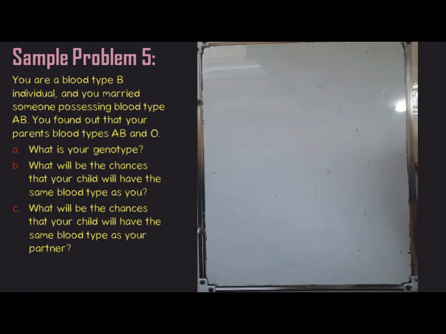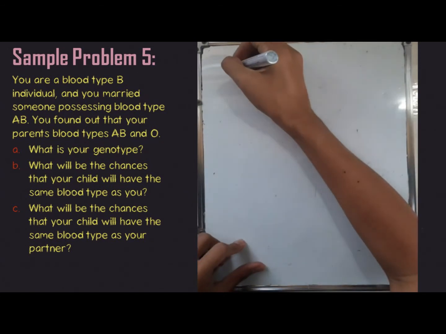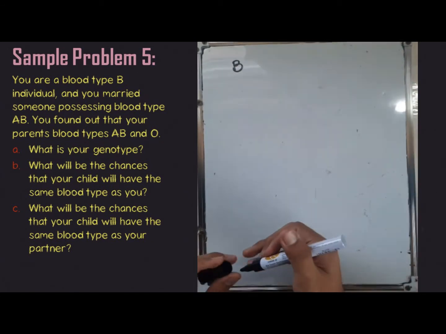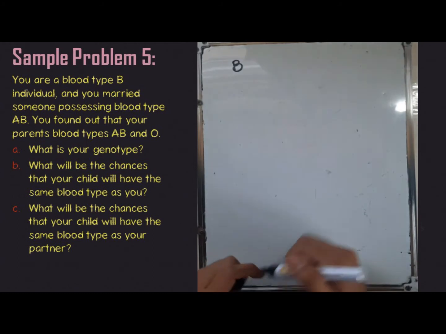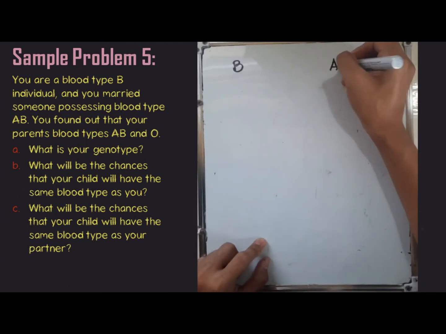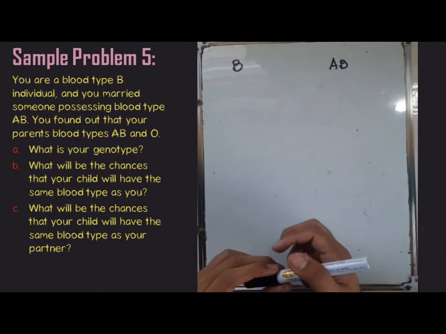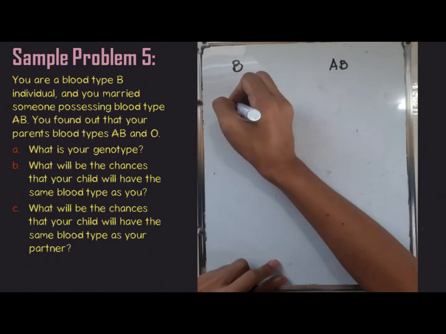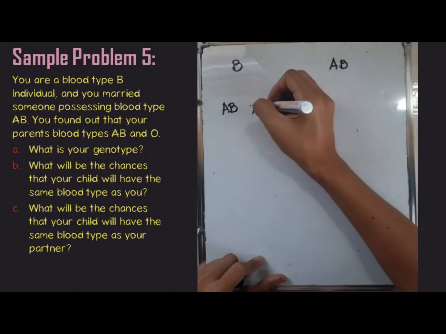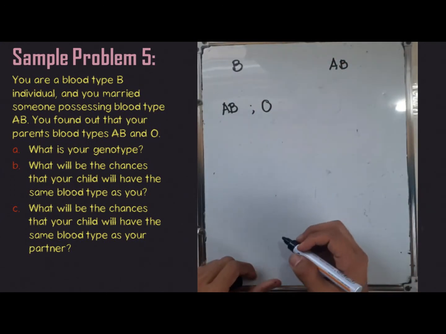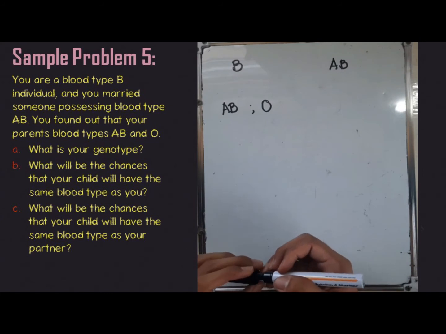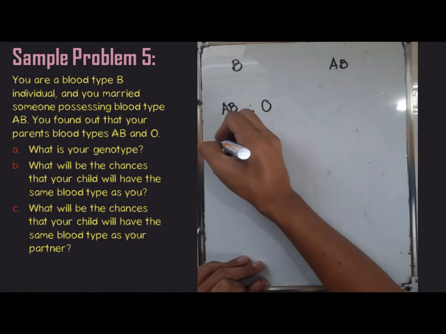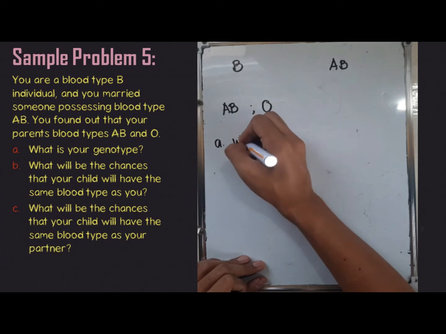According to problem number 5, you are a blood type B individual. Okay, so your blood type is B. And you married someone possessing blood type B. You found out that your parents have the following genotypes: one of your parents has blood type AB, while your other parent has blood type O. Now, for this particular problem, the first question is: what is your genotype?